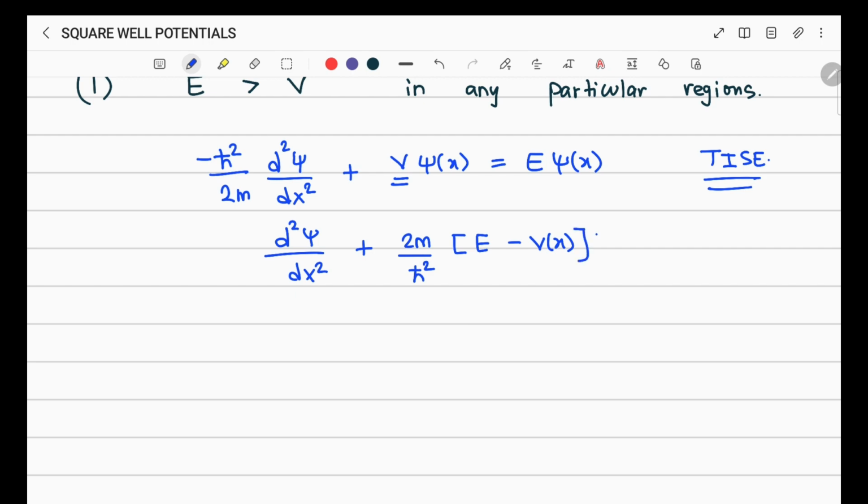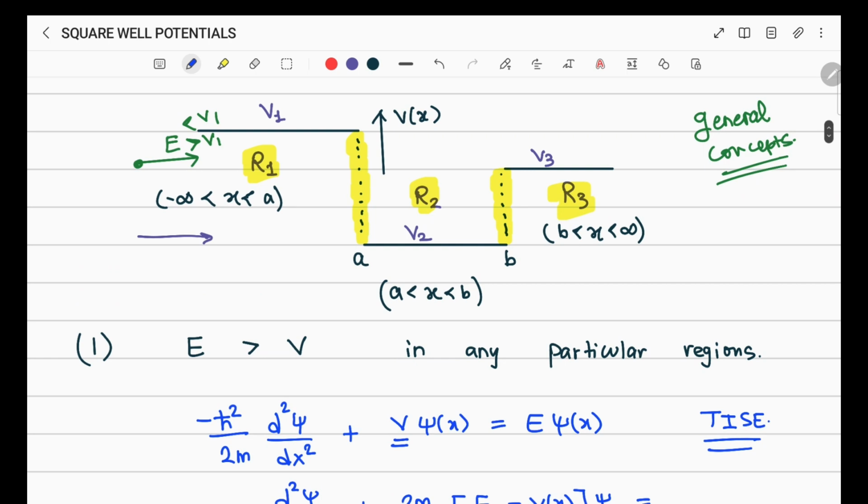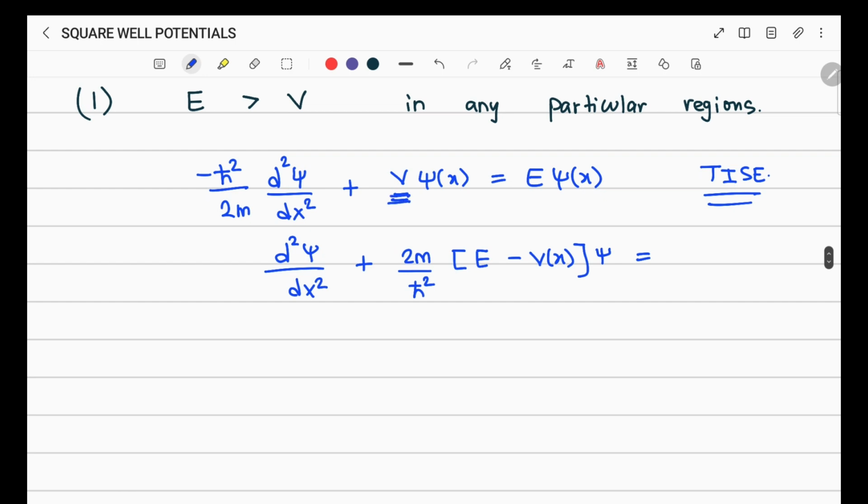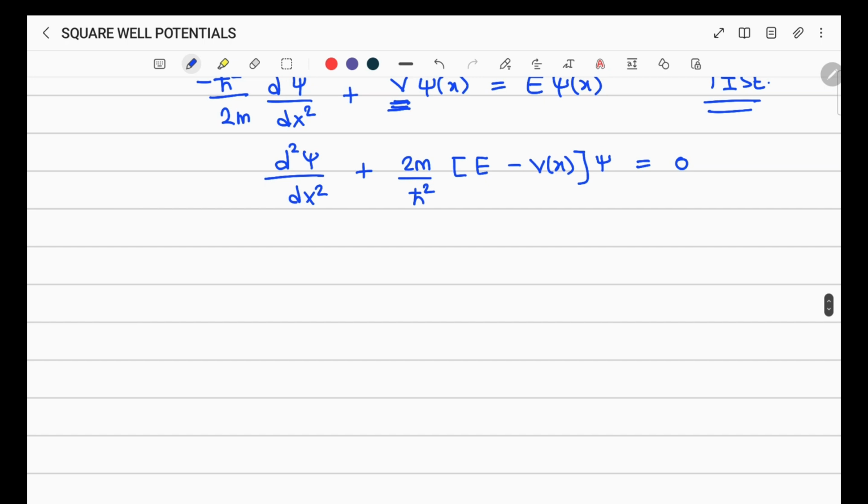Then you have xi, because this is changing form as you go from one region to another. As you go from one region to another, your potential is changing form. That's why it is x dependent here, and then it is equal to 0. So this is basically the Schrodinger equation for any particular region you may talk about.